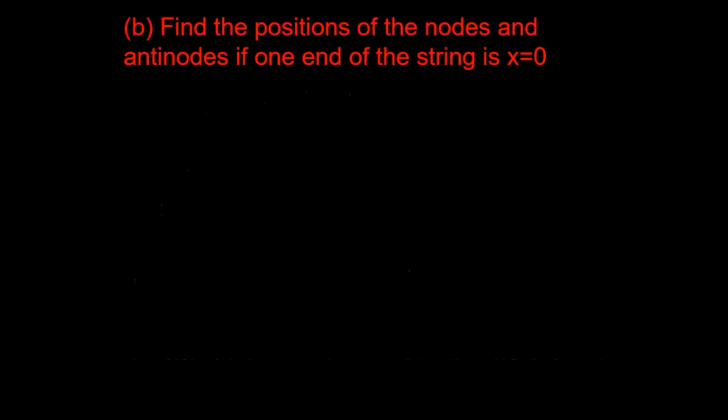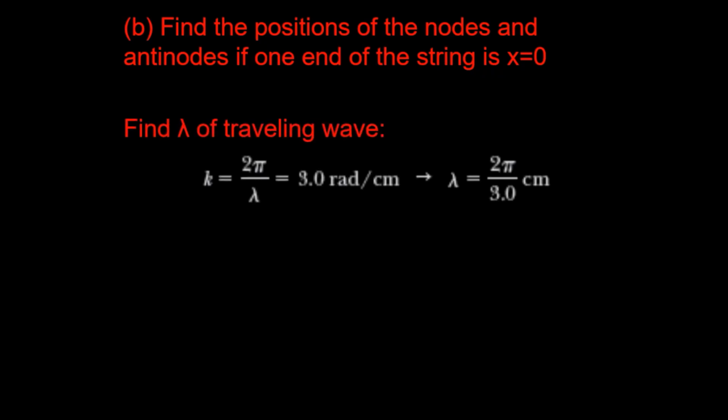The last part wants us to find the positions of the nodes and antinodes if one end of the string is x equals 0. That means we're setting up a coordinate system probably at the left end of the string at x equals 0. And we want to find the positions of the nodes. We can't just do this outright. We are going to have to look at the wavelength of the travelling wave. So if we take k is equal to 2 pi over lambda, we know this is equal to 3 radians per centimeter. Consequently, lambda will be 2 pi over 3.